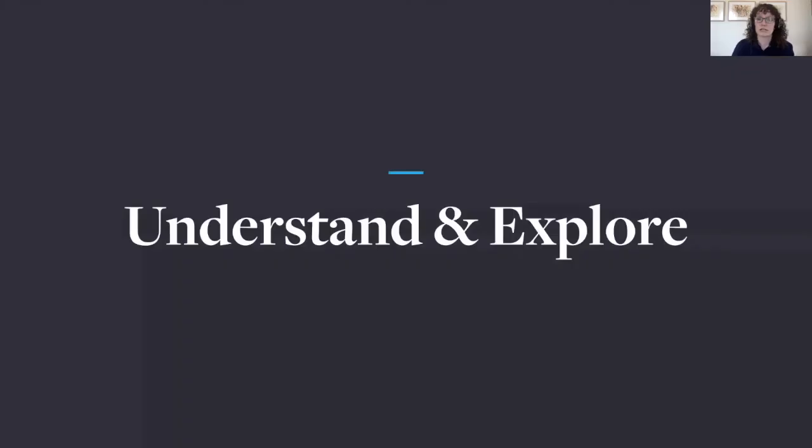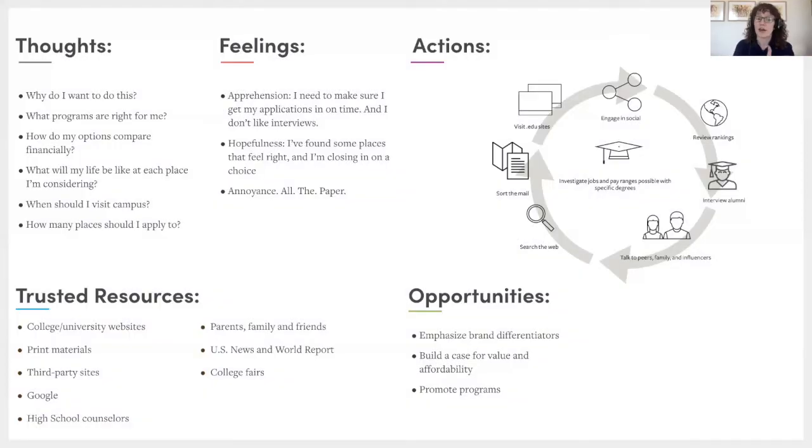So let's talk a little bit about those 4 phases that I mentioned. First, understand and explore. It's the first phase. It really captures the time at which a prospective student becomes interested in your institution and starts to figure out what they are looking for in a college or university. So again, thoughts, feelings, and actions in this phase. The thoughts include, why do I want to do this? What programs are right for me? How do I compare my options financially?